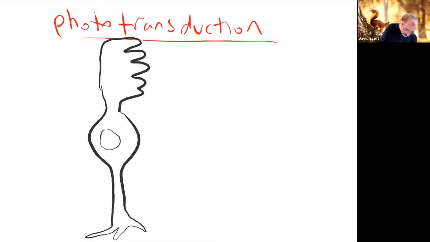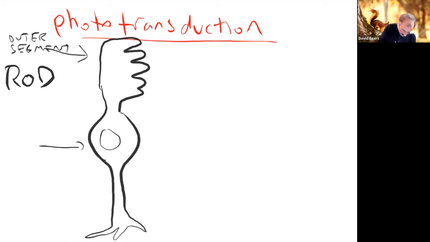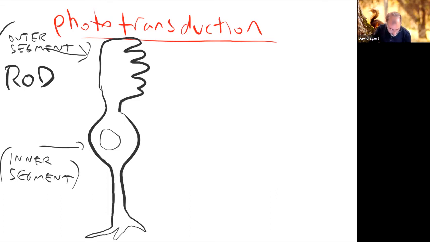So this would be like a rod. It's got this part here, it's called the outer segment. This part called the inner segment. So I'm going to add in some of the main parts and pieces that we're going to be doing, and then I'll talk about how they all fit together.